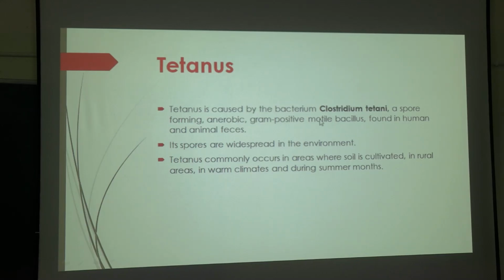So tetanus is caused by Clostridium tetani, a spore-forming anaerobic gram-positive motile bacillus found in human, animal and animal feces. Its spores are widespread in the environment. Tetanus commonly occurs in areas where soil is cultivated, rural areas, warm climates, like in our country. Tetanus spores are very resistant to heat, temperature, etc.